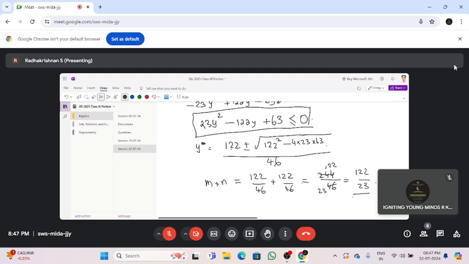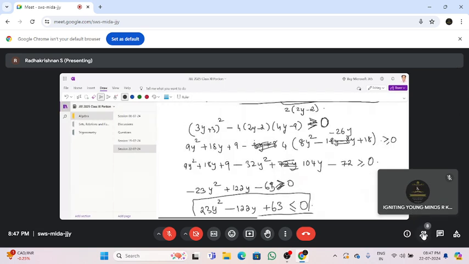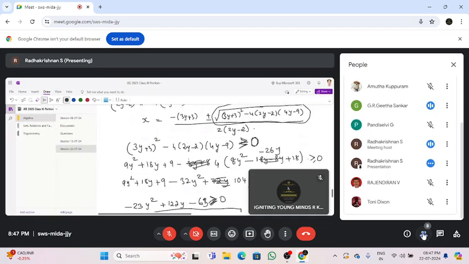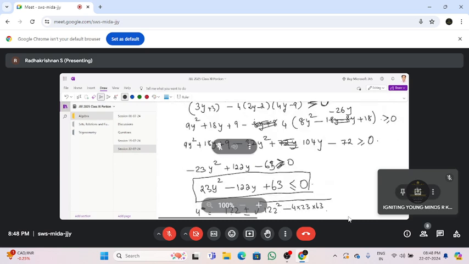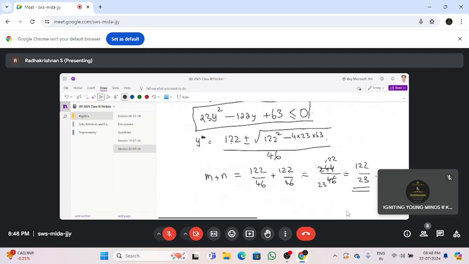What about the expression inside the root? That is what you have taken, that should be greater than or equal to 0. Please scroll down. What about this expression under root? I am adding the sum of the roots here, so they will get cancelled, positive and negative. M equals 122 plus root of that thing, N equals 122 minus it. So when you take m plus n, that gets cancelled.